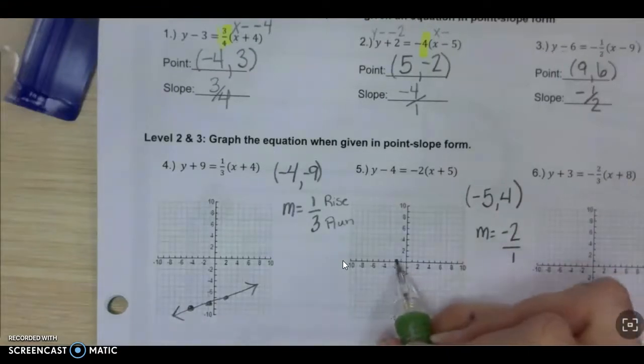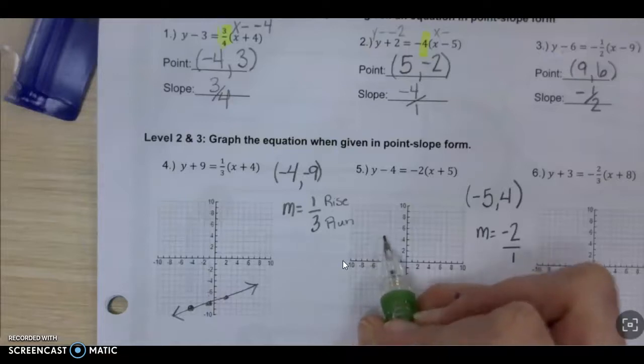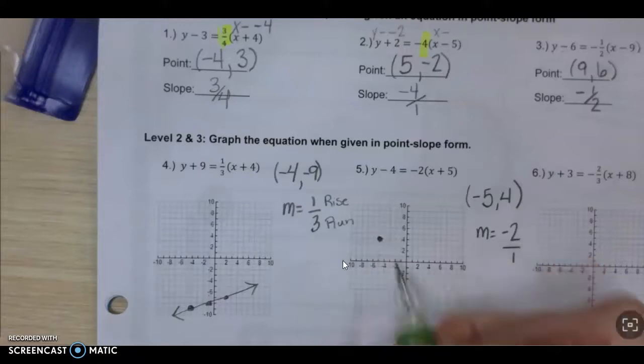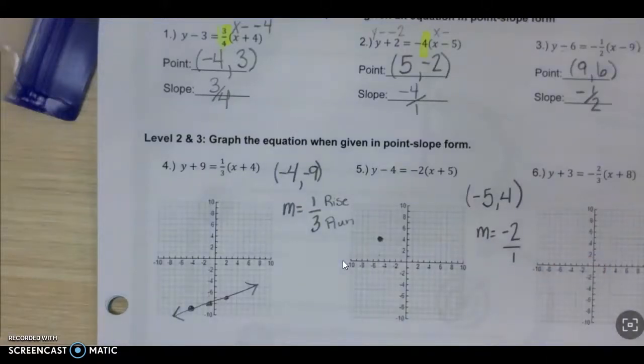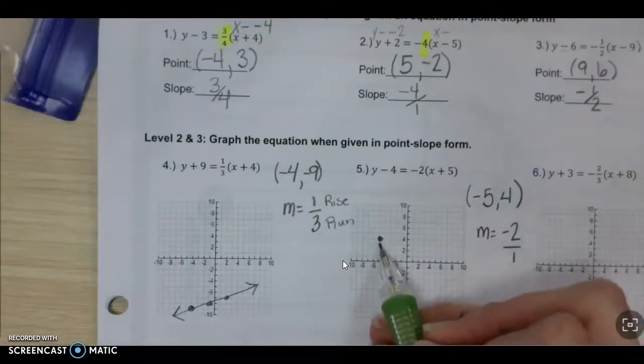So negative 5, 4. That's where the point negative 5, 4 is located. And then from that dot, I'm going to rise, but because it's negative, that means I'm going to go down 2 over 1.